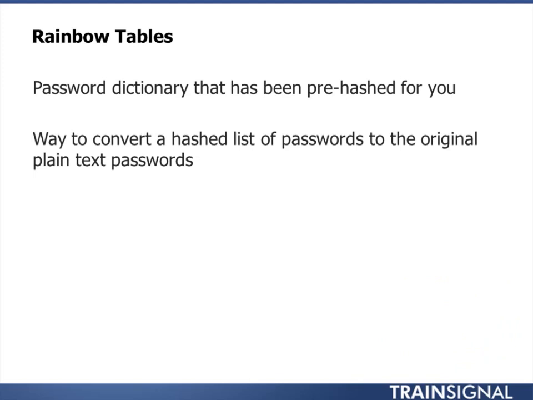You'd have to perform a brute force attack to gain every single password, calculating hashes every single time until you found a hash that matches. A rainbow table is a password dictionary that's been pre-hashed for you. How convenient. You have this list of hashes and the original password, and then you just need to search the database for the hashes, and you can look up the original password. So a rainbow table is a way to convert a hashed list of passwords to the original plain text passwords, allowing you to then authenticate as that user.